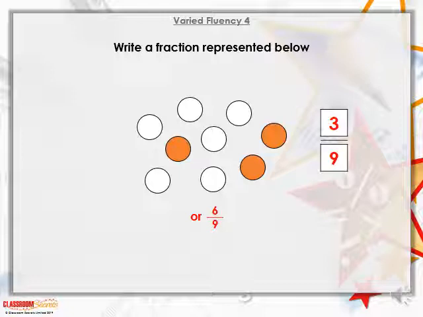We know that the denominator is 9 because there are 9 equal circles on the board. 3 out of 9 have been shaded in orange, so you could have written 3/9. However, if you were counting the white circles, you could also have written 6/9 because there are 6 white circles in front of you. So that question could have had 2 answers. So again, it's another one of those tricky maths ones.